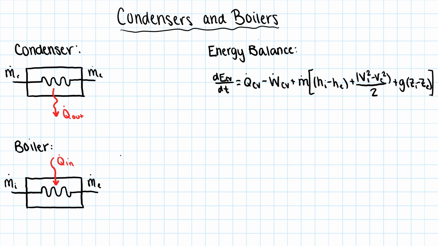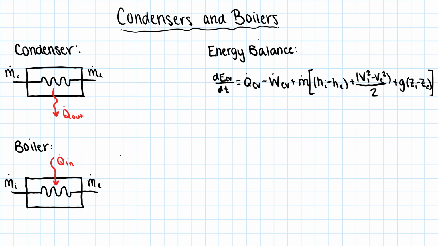Next is going to be your condensers and boilers. These are very similar to heat exchangers, but the goal is to change the state of the fluid that's going through. So in a condenser, you're going from a vapor to a liquid, and in a boiler, you're going from a liquid to a vapor.